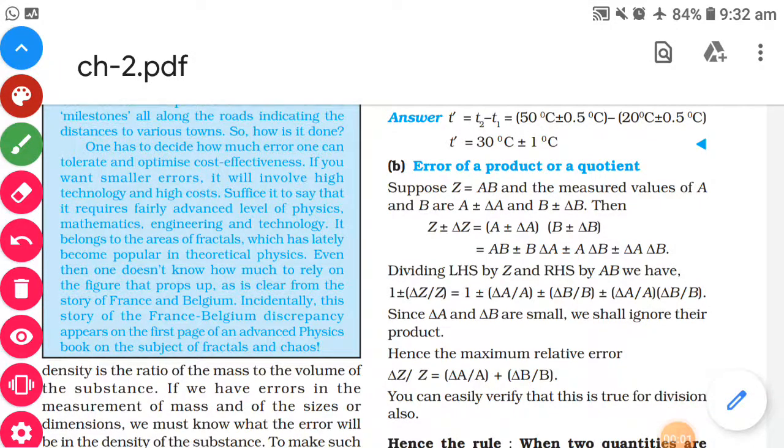In product or quotient, okay, that we know now. The two measured quantities are, as you know, A plus or minus delta A and B plus or minus delta B. Now the maximum relative error, according to the rule, is delta Z upon Z equal to delta A upon A plus delta B upon B.